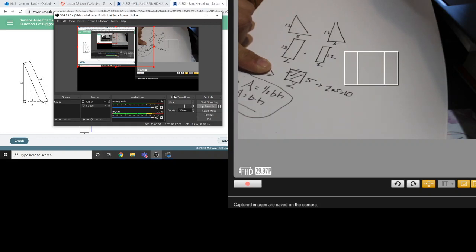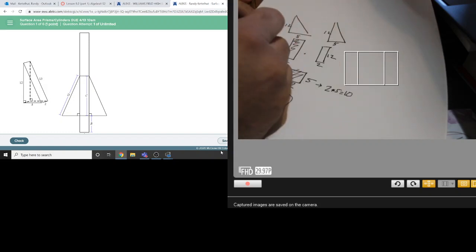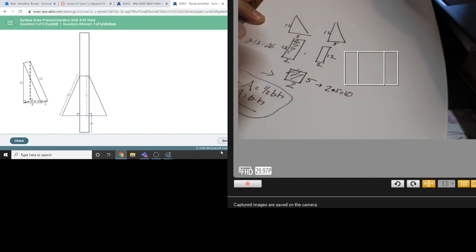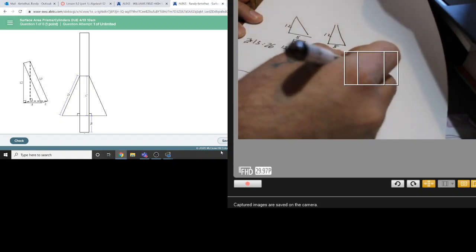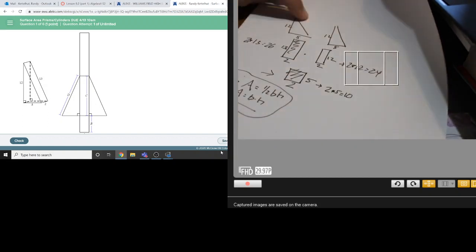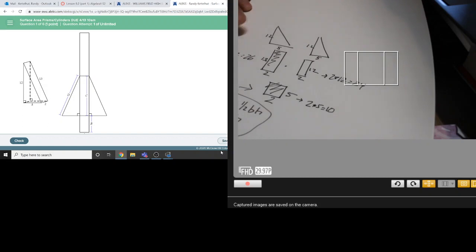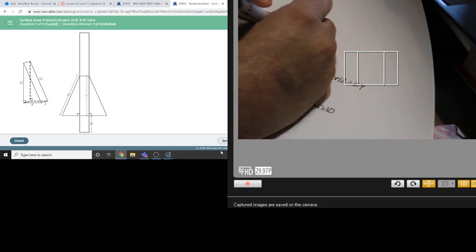And then the area of this rectangle is going to be 2 times 13, which is 26. And the area of this one is going to be 2 times 12, or 24. And then we have to figure out the area of the triangles. Again, if you figure out one, you then just double it. But area of a triangle, as we saw, is 1/2 base times height. So we have 12 times 5. And divide that by 2.